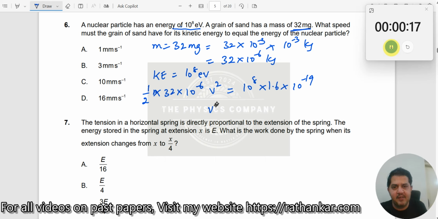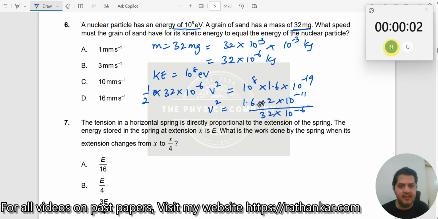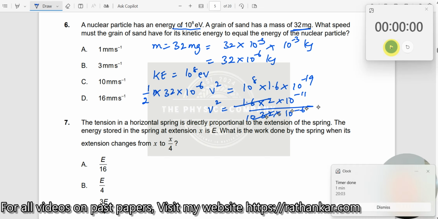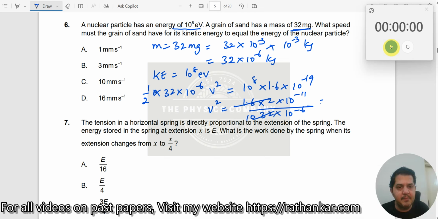Now the rest of the calculations. v square should be equal to 1.6, and this 2 goes upwards, into 2 into 10 to the power of 8 minus 19, which should be minus 11, divided by 32 into 10 to the power of minus 6. So if I solve this, this becomes 3.2 times 10, so 10 power minus 11 divided by 10 power 10 into 10 power minus 6, which is 10 power minus 5.